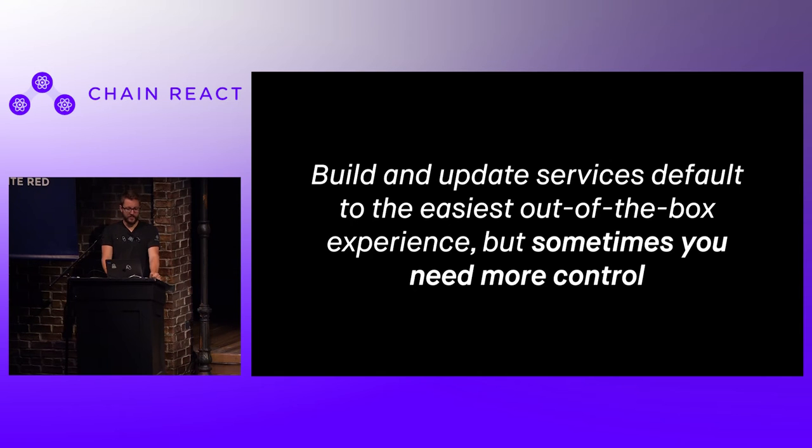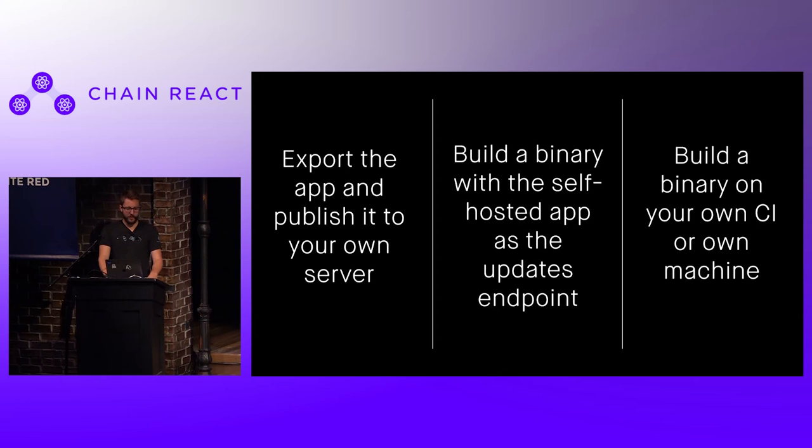So the build service and the update service default to the easiest out-of-the-box experience, but sometimes you need to have more control than that. So it's common for organizations to have policies where their apps need to be hosted in a certain place or cannot be hosted in certain places. For example, Valve uses Expo for the Steam chat app, and their policies require that they host their own app bundles and assets. And so in order to do that, they can run Expo export to create the JavaScript bundle and other artifacts associated with the release. Then they upload it wherever they like. When they run Expo build later, they just point it to wherever they uploaded the release, and it will build against that release.